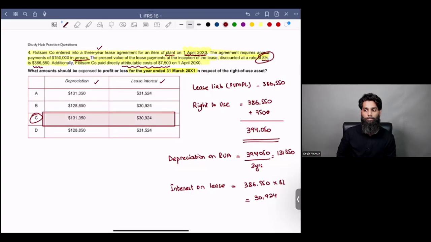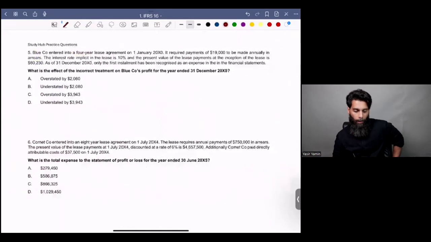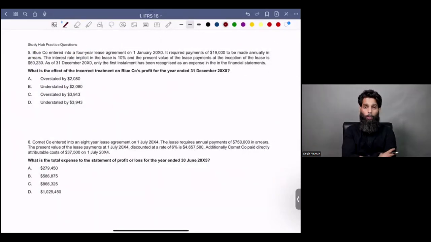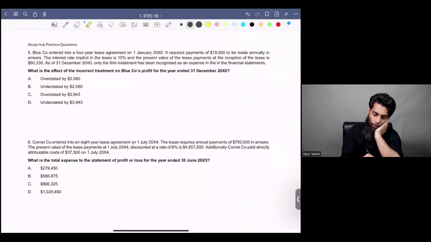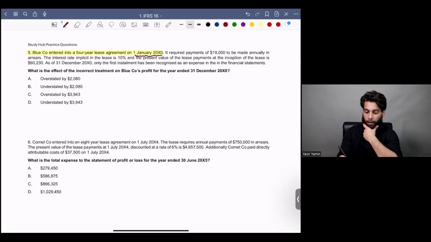All right, everyone. Make sense? Fine. Should we move forward? Perfect. Now let's see the last two questions of this session. The examiner says Blue Company entered into a 4-year lease agreement on 1st January 20x0. Like I always say, note the dates. You took a lease on 1st January 20x0, whereas your year end was 31st December 20x0. So it's the start of the year.